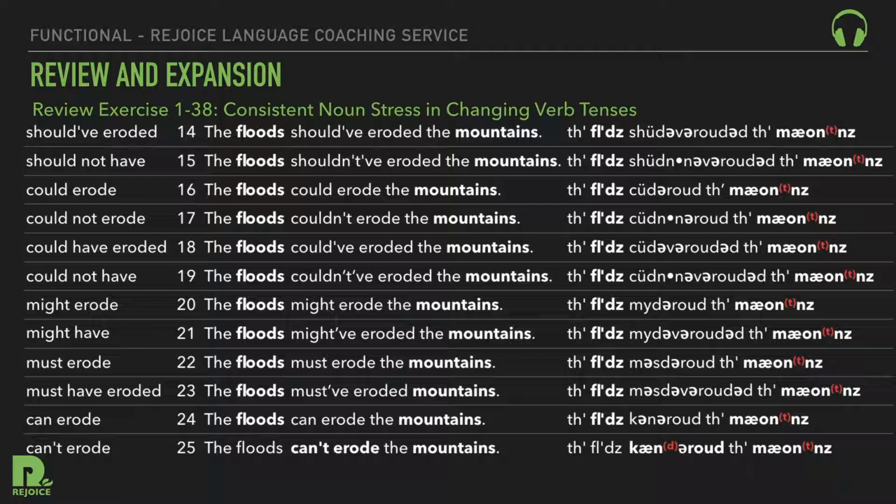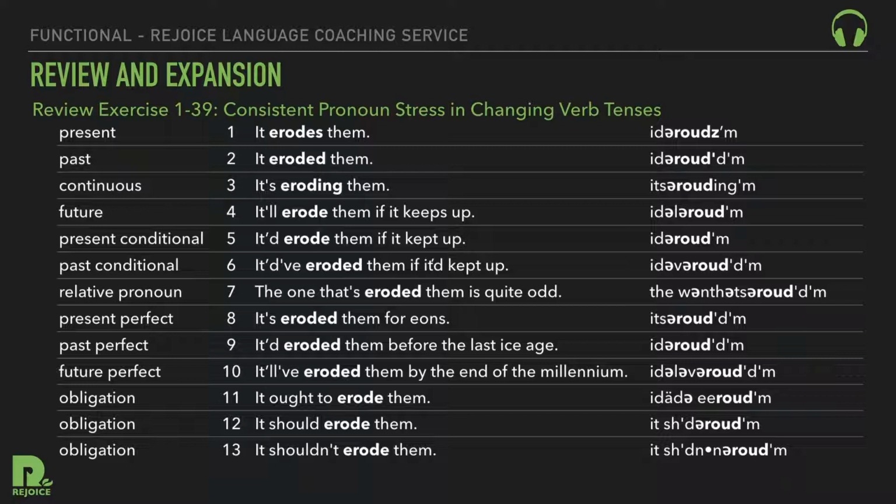Review exercise 139, consistent pronoun stress and changing verb tenses. 1. It erodes them. 2. It eroded them. 3. It's eroding them. 4. It'll erode them if it keeps up. 5. It'd erode them if it kept up. 6. It'd have eroded them if it kept up.